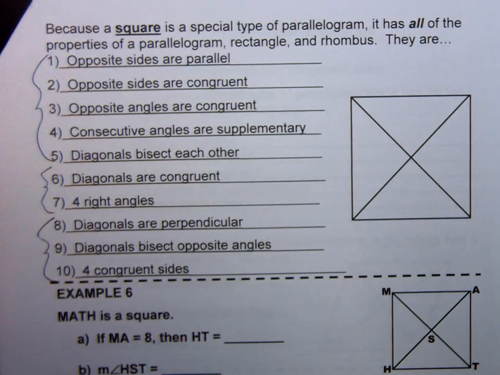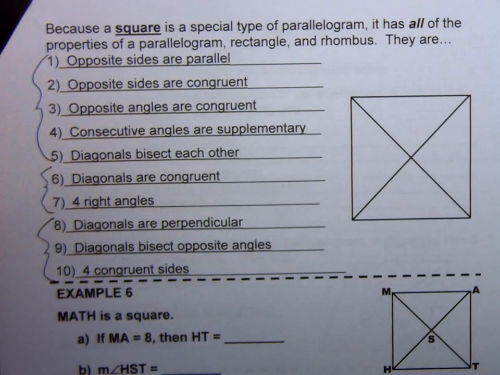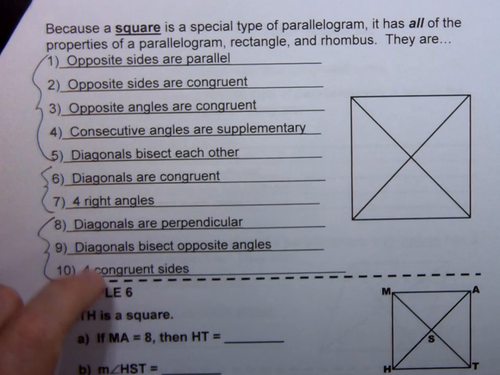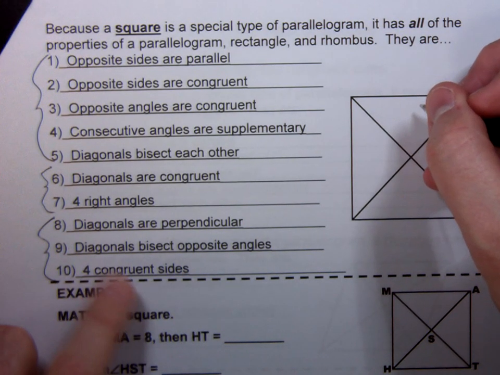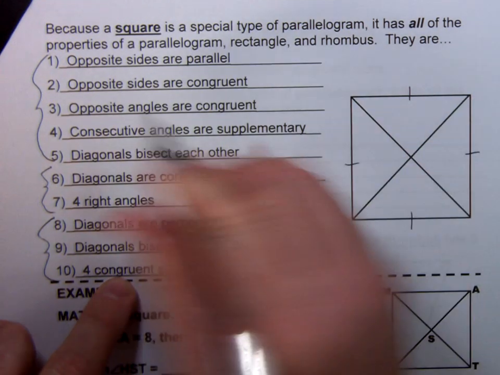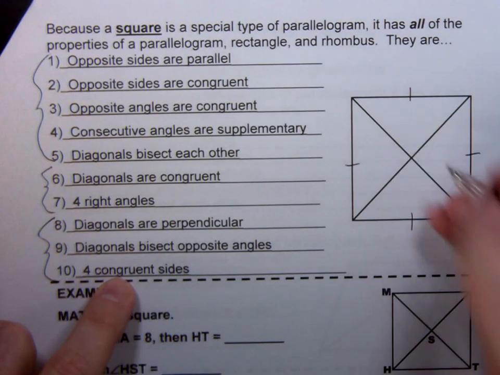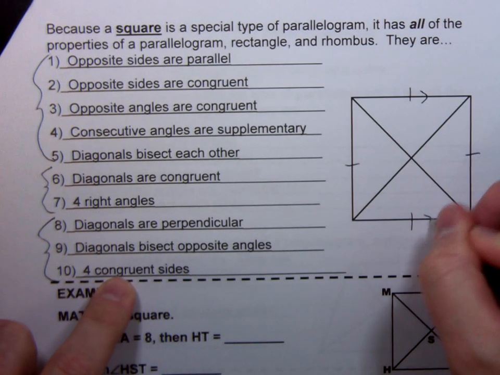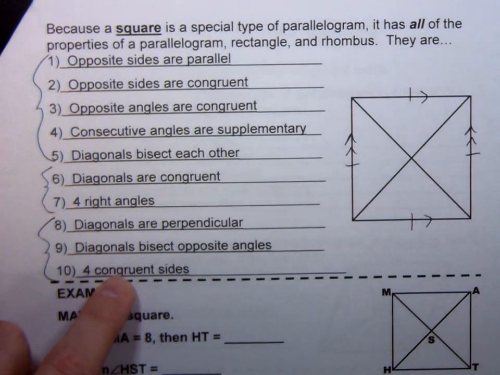So I'm going to attempt to label most of that in the picture. Some of them will be kind of combined. So let's think about the sides first. Because it's a rhombus, we know that it's got 4 congruent sides. So that covers the fact that opposite sides are congruent as well. Also, opposite sides are parallel. So this side and this side are parallel. This side and this side are parallel. Okay.